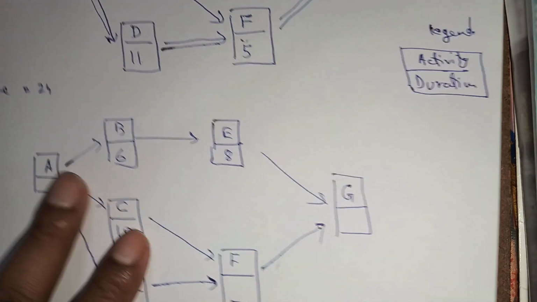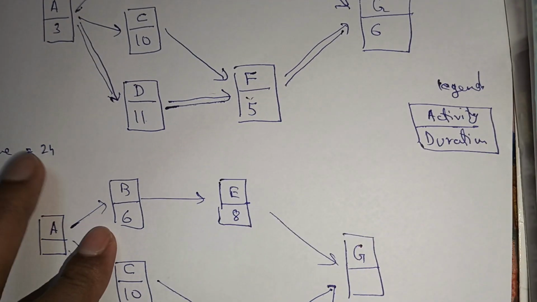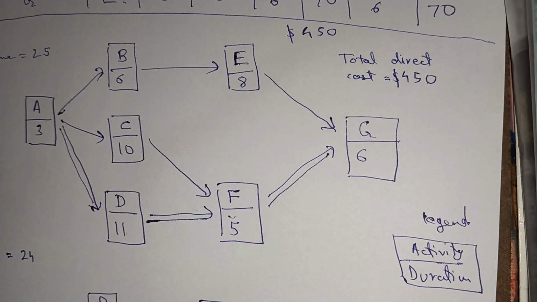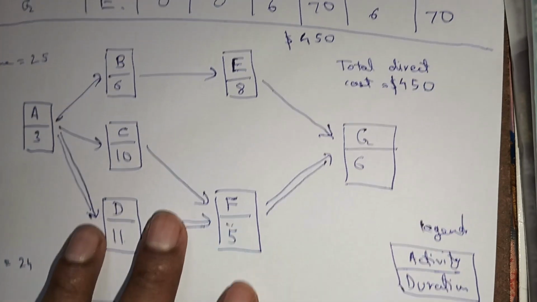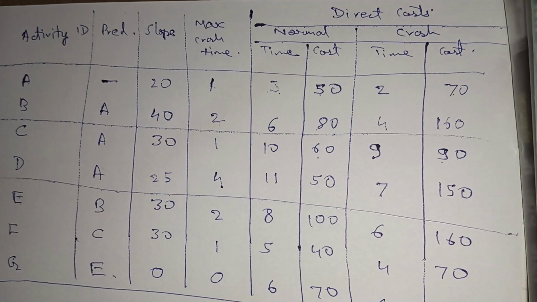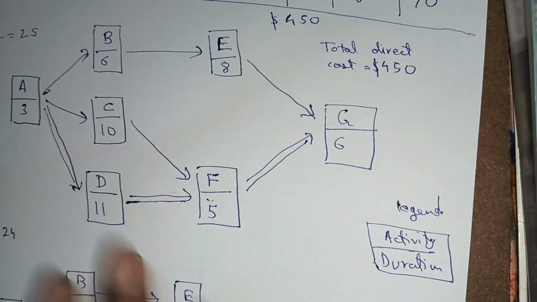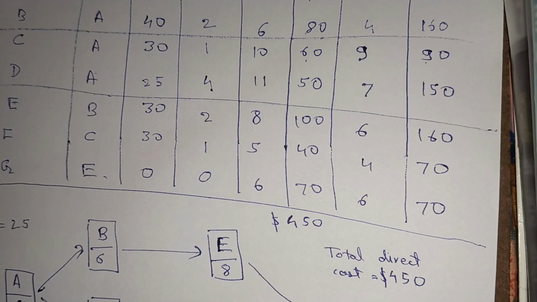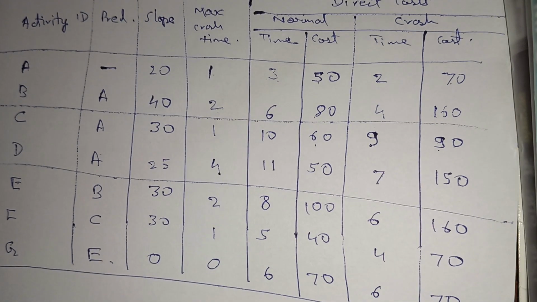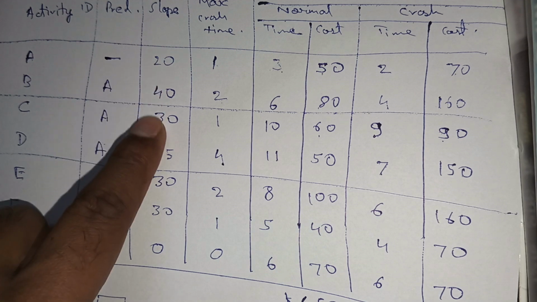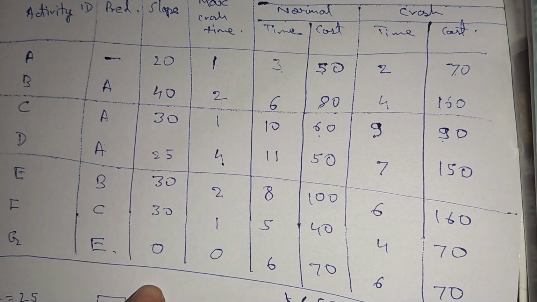Now our objective is to reduce the time duration by 1 day and make it 24 days, okay. So if you look at this network diagram, and if you see the table again, out of these activities A, D, F and G, which one should we crash to reduce the project duration by 1 day? Now how do we look at it? We need to look at this slope. This slope gives us the cost per unit of time, okay. So which has the least cost?